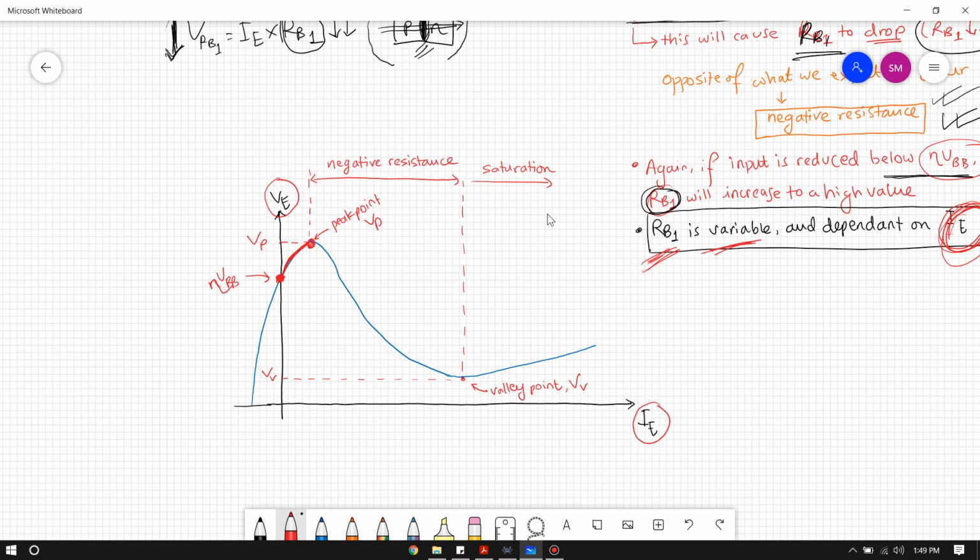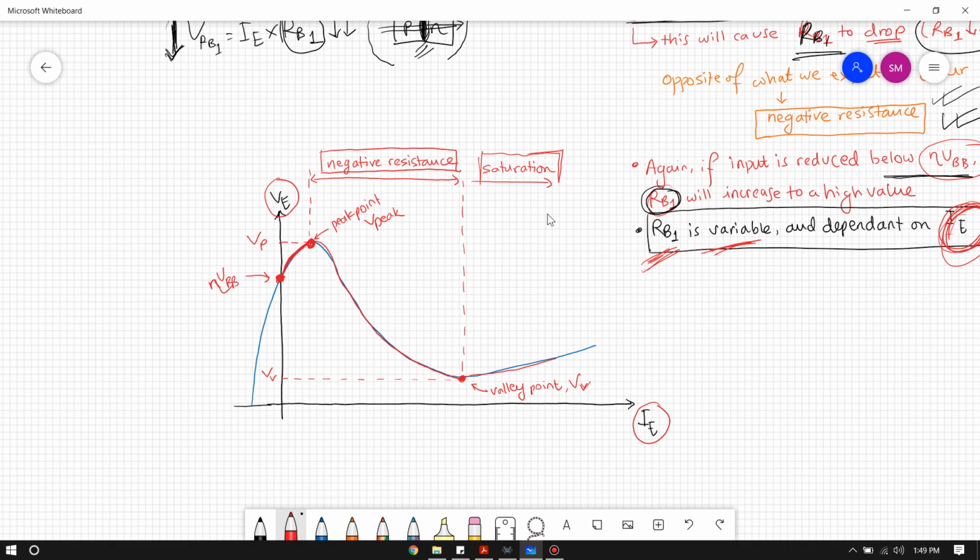But then we will reach a peak point, which we call V peak, after which even though our current is increasing, the voltage will start decreasing. The voltage will drop significantly, and this is known as our negative resistance portion. This is the portion that we are actually interested in for this lab. After the voltage reaches a minimum value, which we call the valley point, the UJT will become saturated, and then it will start functioning normally.